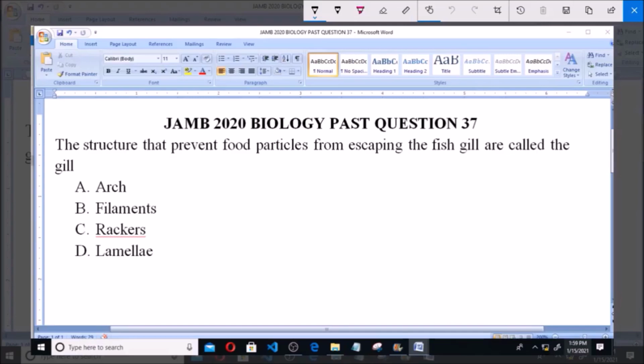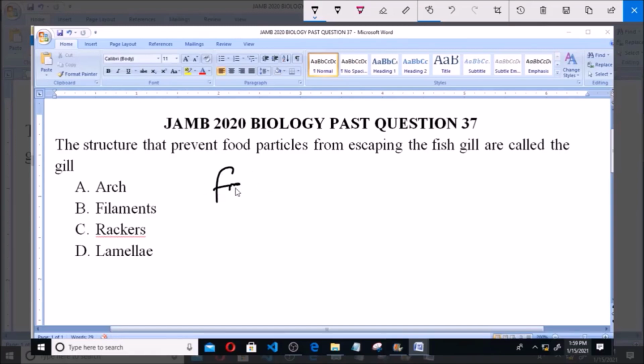I'll be answering Jamb 2020 Biology Past Question 37. The structure that prevents food particles from escaping the fish gill is called the gill dash. A. arch, B. filaments, C. rakers, and D. lamella.